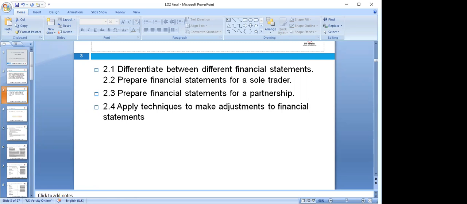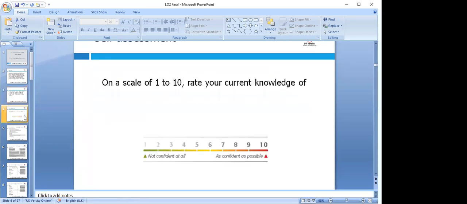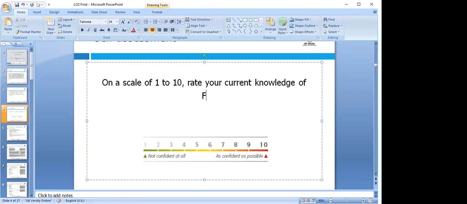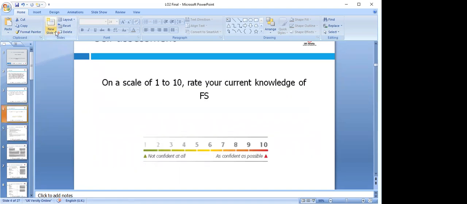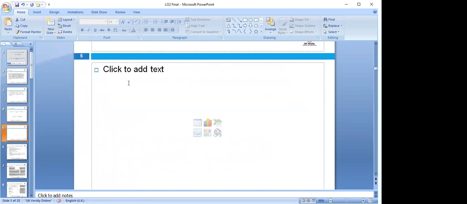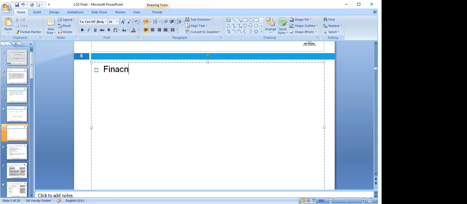So these 4 types of financial statement which we'll discuss: sole trader, partnership, limited company. It's always good to reflect on your current knowledge about financial statements, FS, on a scale of 1 to 10, what you know. So we prepare 4 types of financial statement. That's where we'll start.